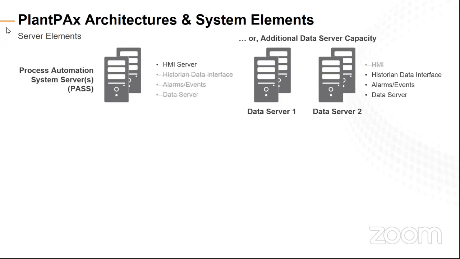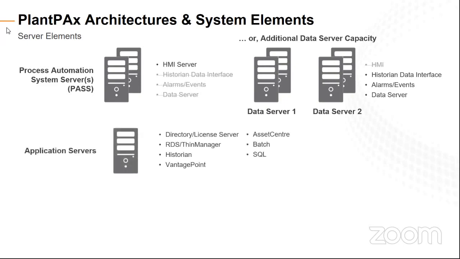So a lot of the times, if you have multiple buildings, you might have a data server in each building. That way, if you lose connectivity, it's still running. The other application servers that you'll see, Asset Center, Historian, Vantage Point, SQL, all of those, traditionally speaking, are on their own OS.